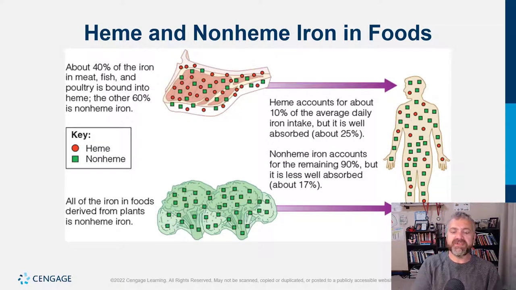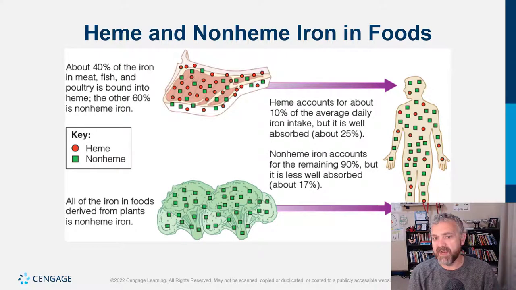All right. So heme versus non-heme iron. Very important terms. Heme iron, think animal products. Non-heme iron, think plant products. So you see here about 40% of the iron in meat, fish, and poultry is bound into heme, the heme version. The other 60% is non-heme.